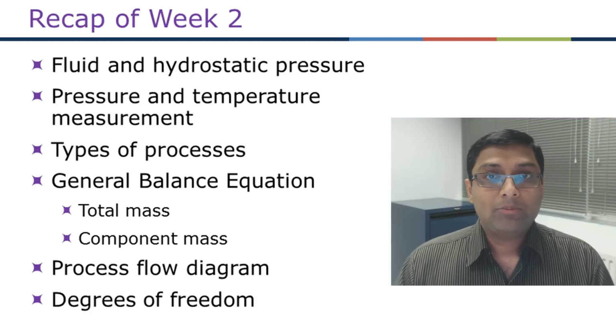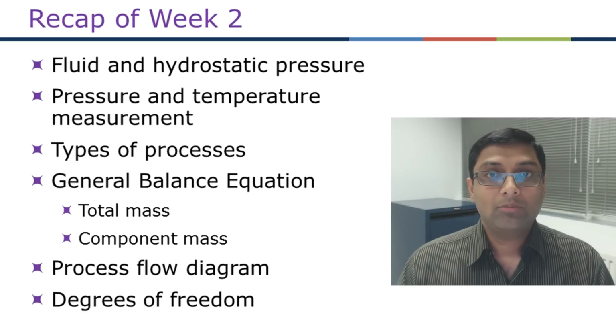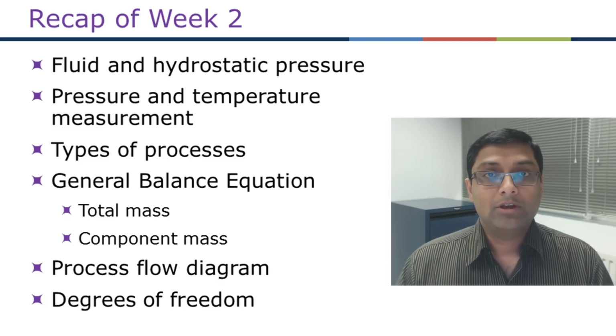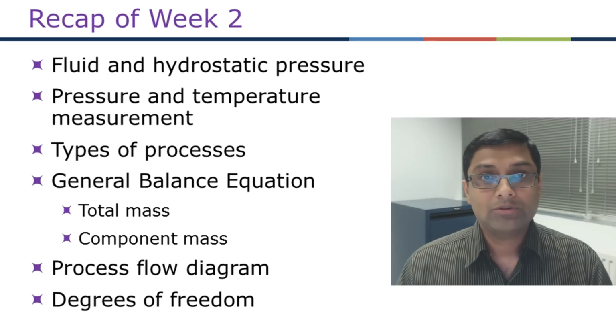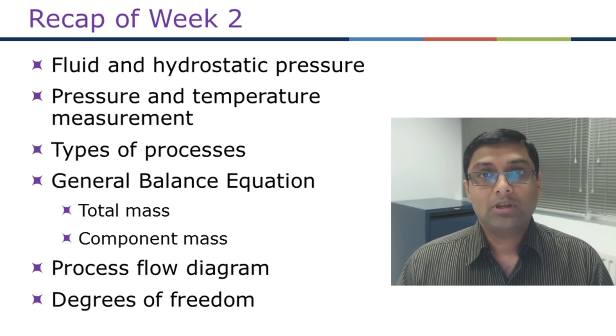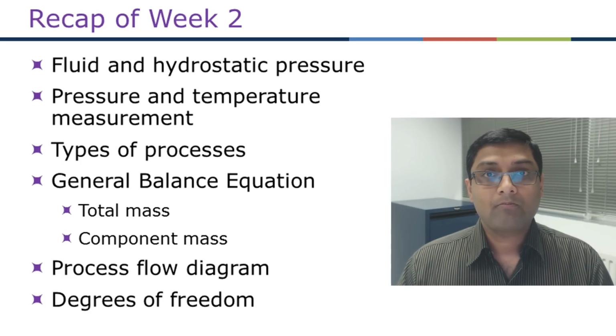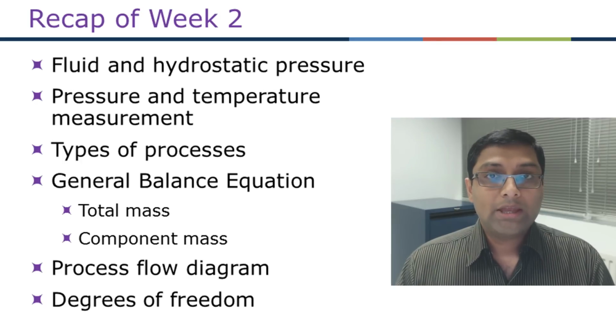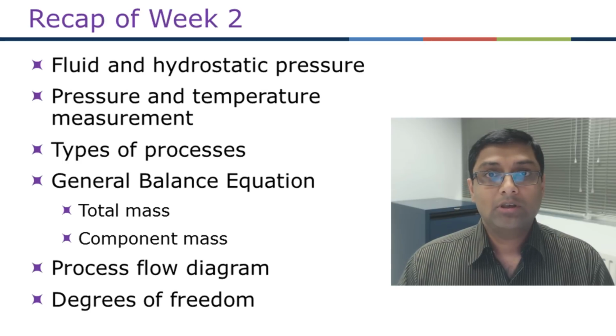We then moved on to chapter 4 and talked about the types of processes. We took some examples of these processes, in particular looking at batch process, semi-batch process, and continuous process, and also differentiating between continuous process and transient process. Mind you, all batch and semi-batch processes are transient by nature, whereas continuous process can both be transient and steady state.